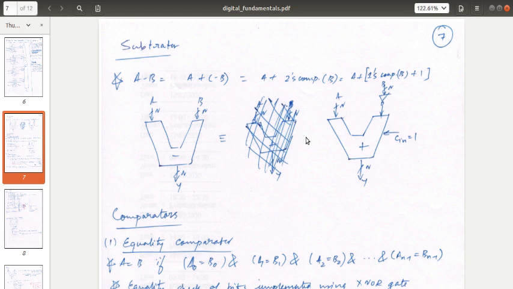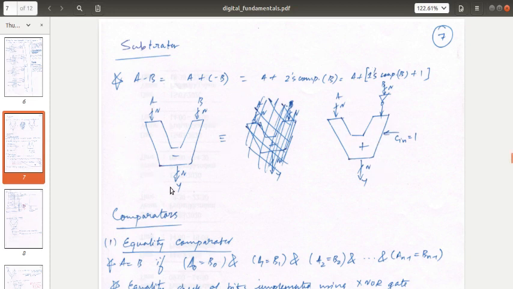Now, if you remember basic binary arithmetic, you will remember that a minus b is basically a plus 2's complement of b, right? And this 2's complement of b can again be split into 1's complement of b plus 1. What is 1's complement of b? That is basically inverting or negating each bit of b. That is what we are doing here.